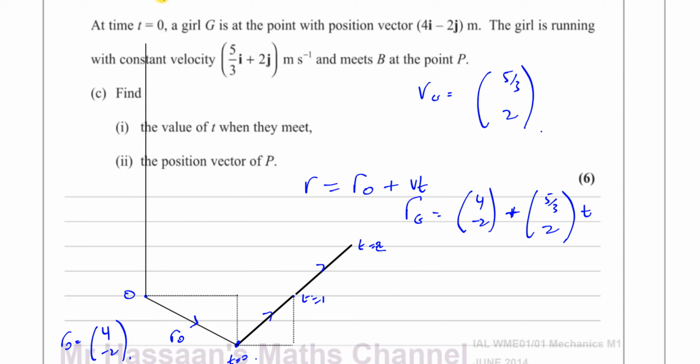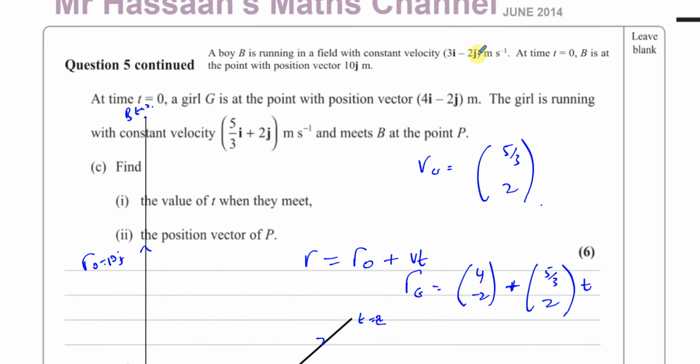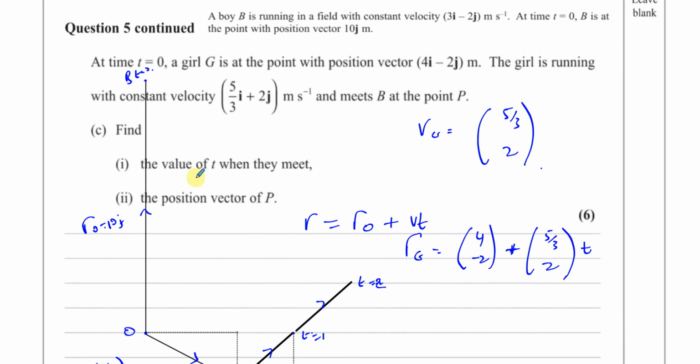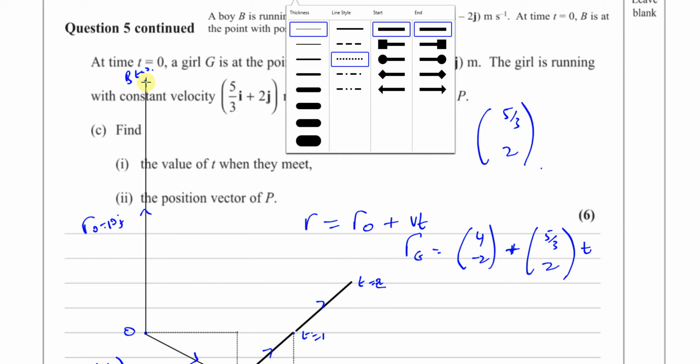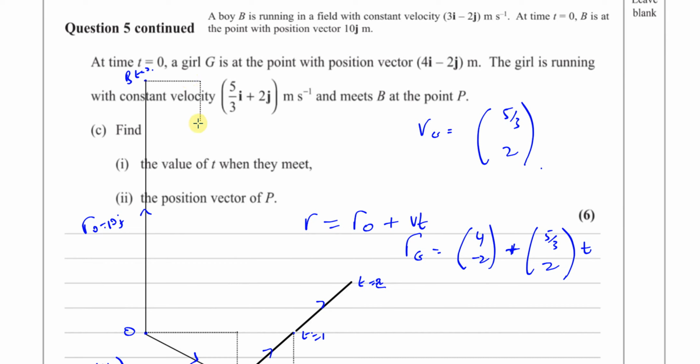Okay, that's 10j. So this is his position vector, r0 for the boy, 10j. That's where the boy was when time equals 0. And he's moving with the vector 3i minus 2j. So his movement is 3i and minus 2j. It's a bit steeper this way, a bit steeper than that one, and he's going to be going something like this. Let's make this a bit more realistic.